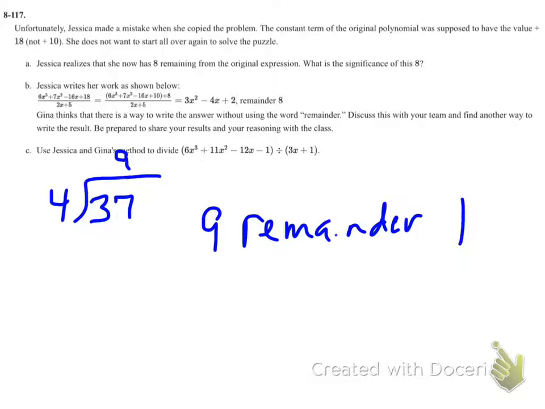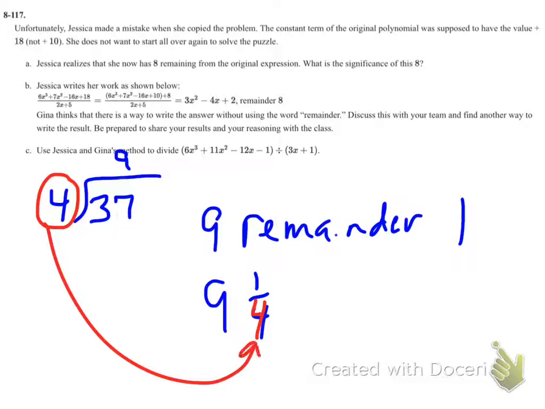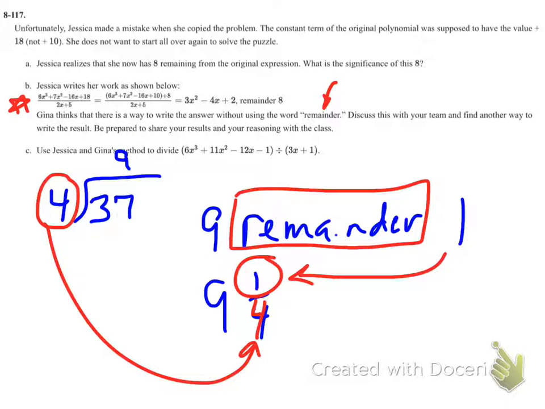Since we got out of elementary school, we write it as 9 1/4. So this 4 down here is because that's what we were dividing by. The 1 was the remainder. So when they're talking about remainders in problem B, instead of using the word remainder like I did in this example, we can write the remainder as a fraction over the divisor.